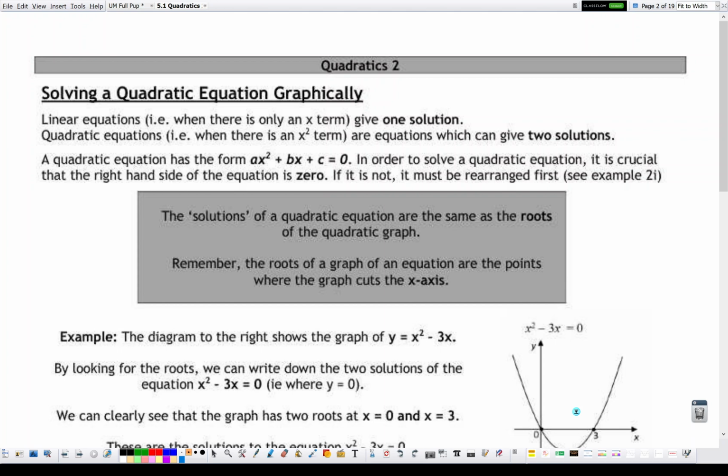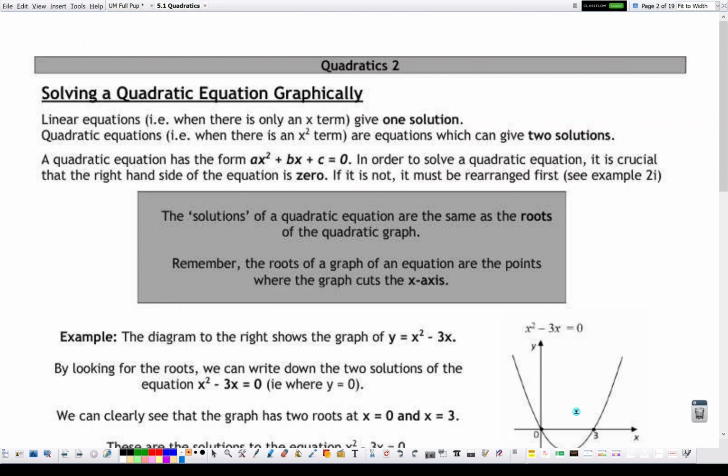So now what we're on to is the start of Unit 5, and we are revisiting quadratics. Okay, so we looked at quadratic graphs previously in one of our units, and what we're doing today and over the next couple of weeks is solving quadratic equations and looking at more parabola properties.